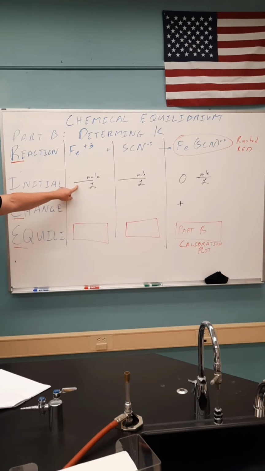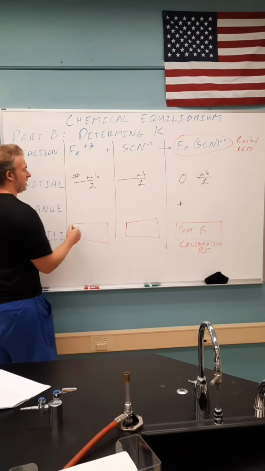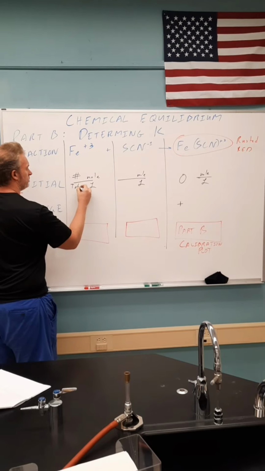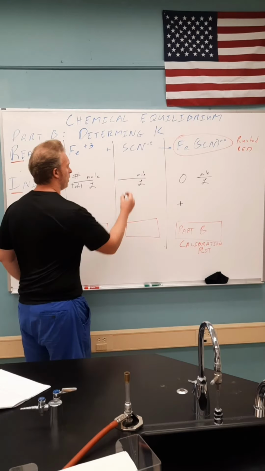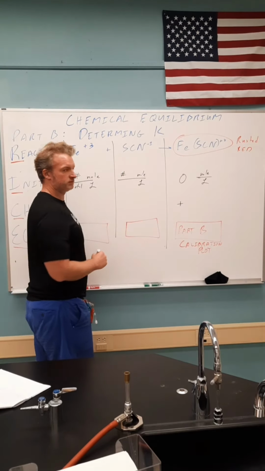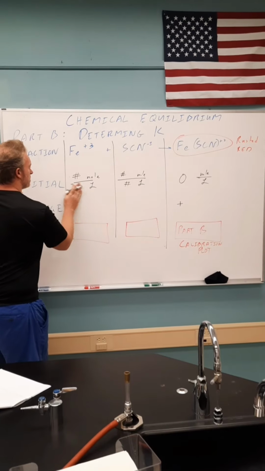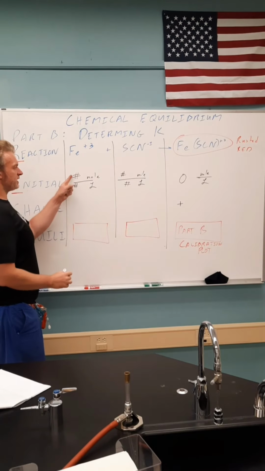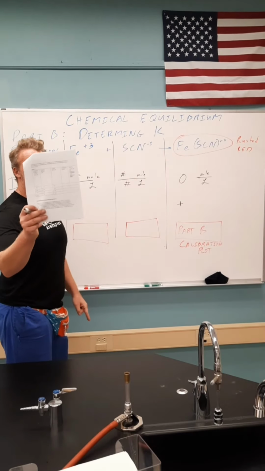Our initial molarities you can calculate. You will calculate the moles of this molecule and the total volume. You can calculate the moles of this molecule and the total volume. These are numbers you must calculate. You will not pull them directly from this table.